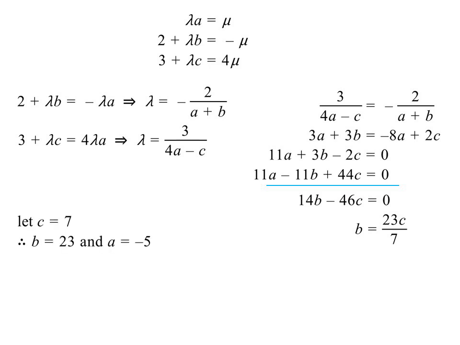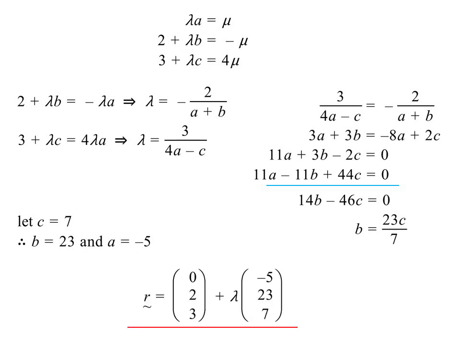Because remember, it's going to end up any multiple. I can pick any number I like. I picked 7 because it makes b a nice, neat whole number. So if I let c equal 7, b becomes 23, a becomes -5. Okay, I've got a direction vector. Right? So the key reason this works is because remember it's times some scalar multiple. So I could actually pick any number I like for c.